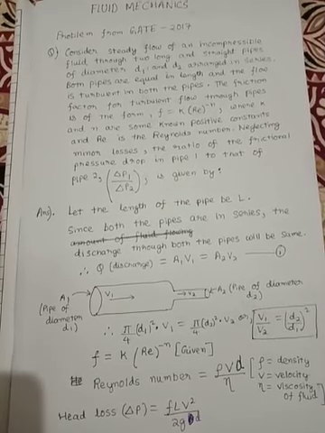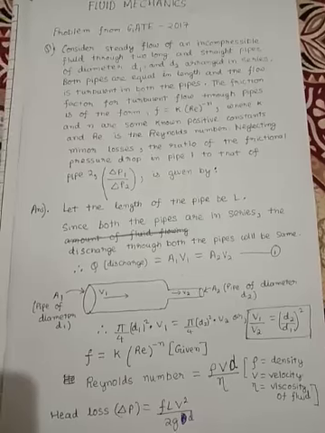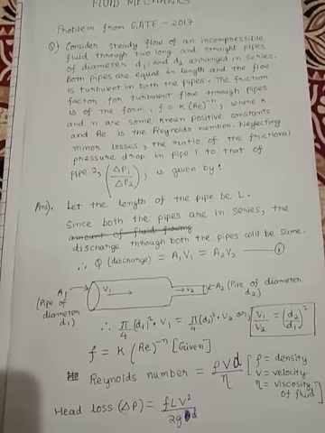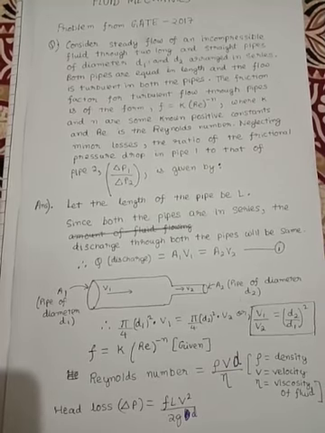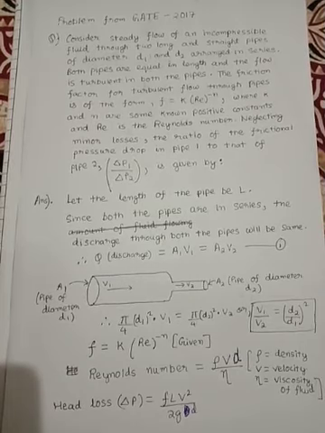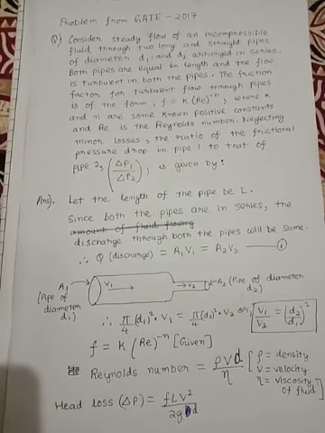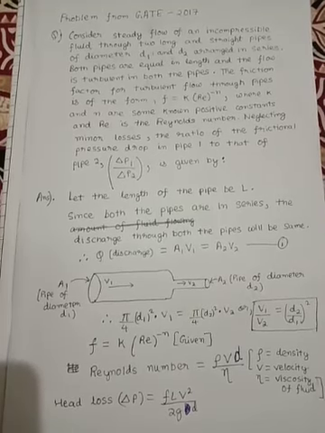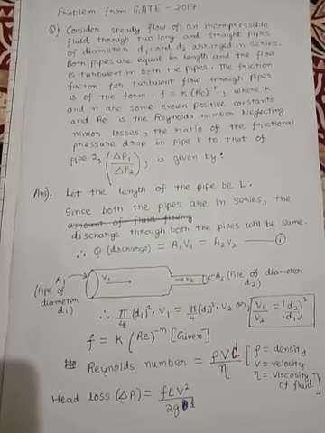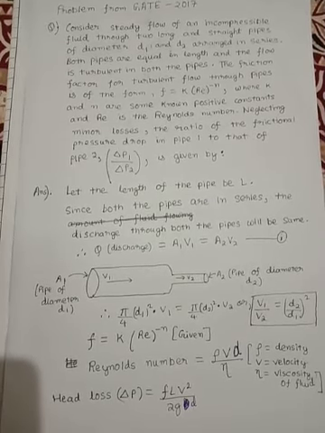Consider a steady flow of an incompressible fluid through two long and straight pipes of diameter d1 and d2 arranged in series. Both pipes are equal in length and the flow is turbulent in both the pipes. The friction factor for turbulent flow through the pipes is of the form f = K Re^(-n), where K and n are some known positive constants and Re is the Reynolds number. Neglecting minor losses, the ratio of the frictional pressure drop in pipe 1 to that of pipe 2, that is ΔP1/ΔP2, is given by.